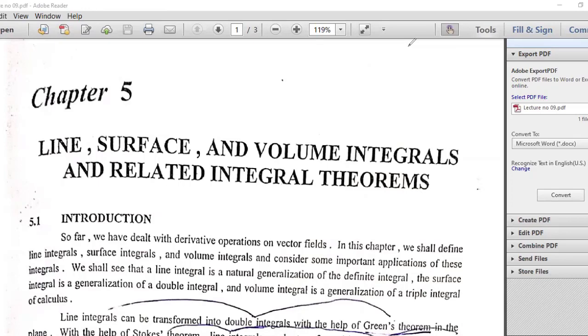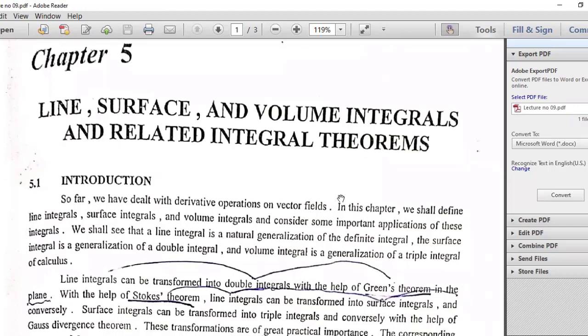Now today we are starting a new chapter which consists of line, surface, and volume integrals and related integral theorems. This chapter is very important not only from the paper point of view but also in higher mathematics. Students, first of all, we start with an introduction.